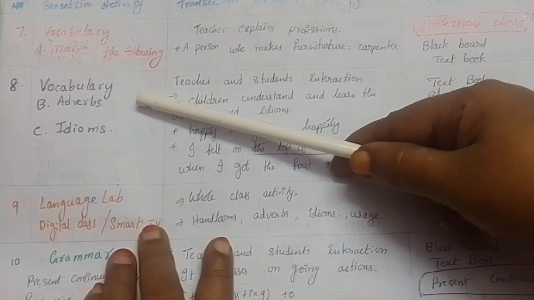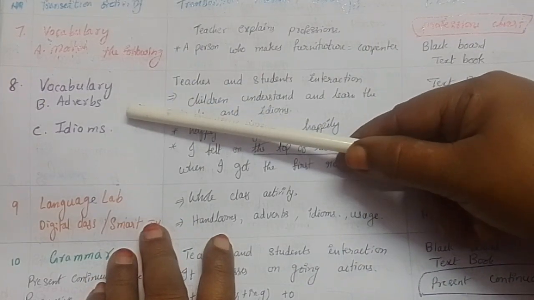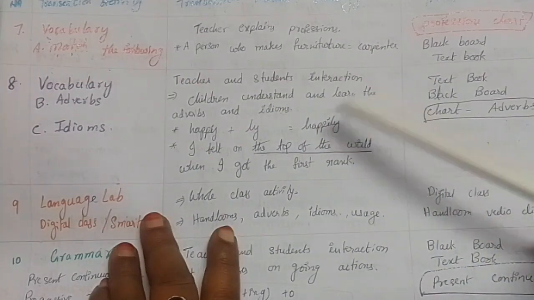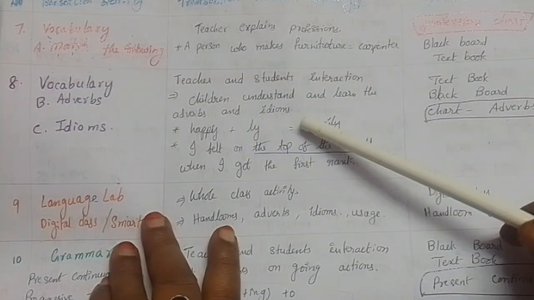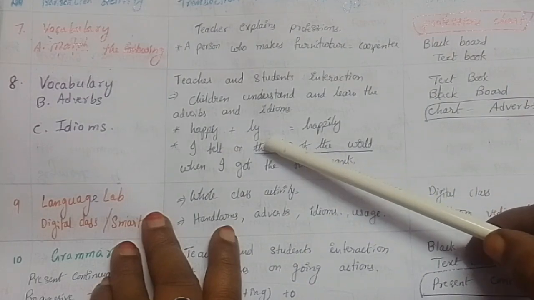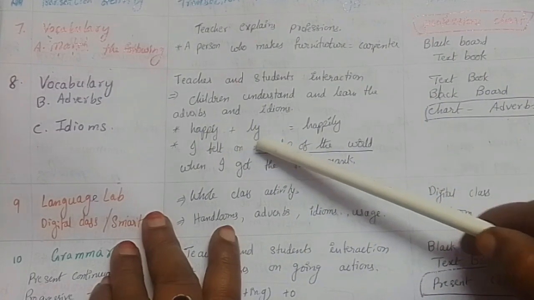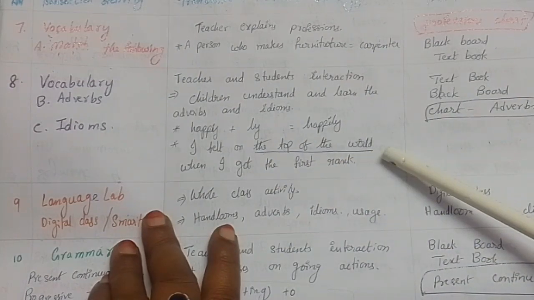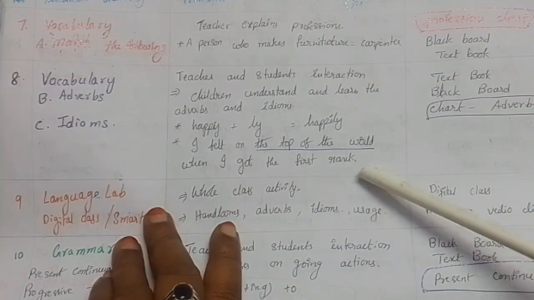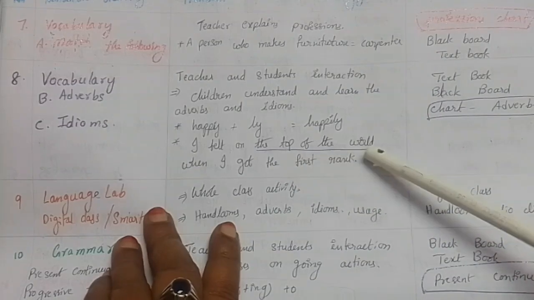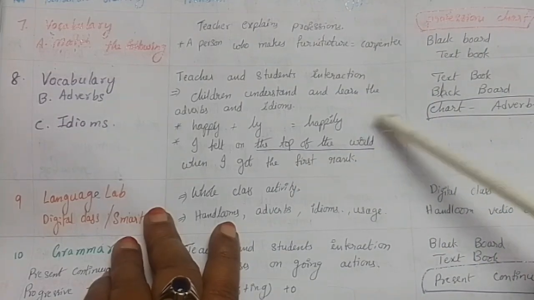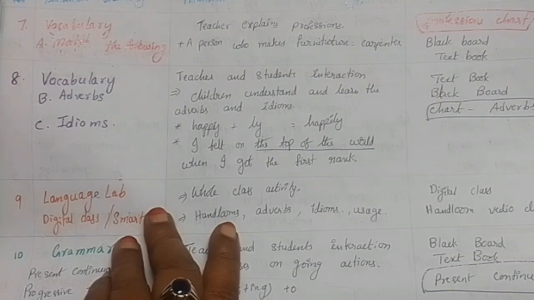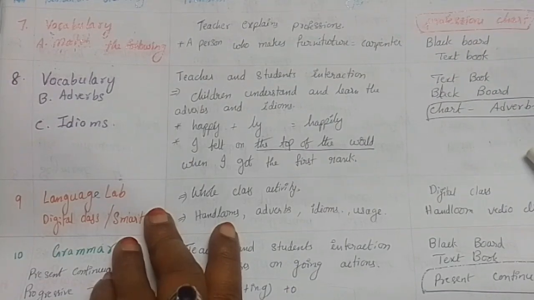In the 8th period, we teach vocabulary: adverbs and idioms. It's a teacher and students interaction. Students understand and learn the adverbs and idioms. Happy plus ly: we remove y and we add ly here. So it's an adverb, happily. I felt on the top of the world when I got the first rank. So it's an idiom. On the top of the world is an idiom, and happily is an adverb. We use textbook, blackboard and charts for adverbs and some idioms as a TLM.